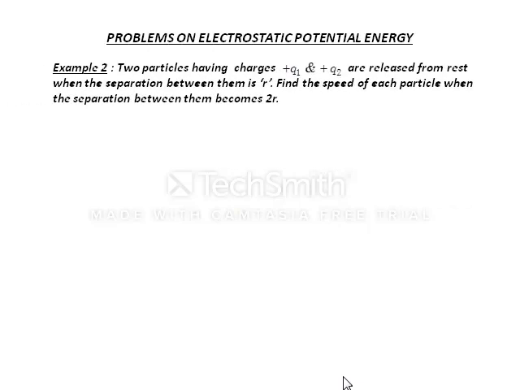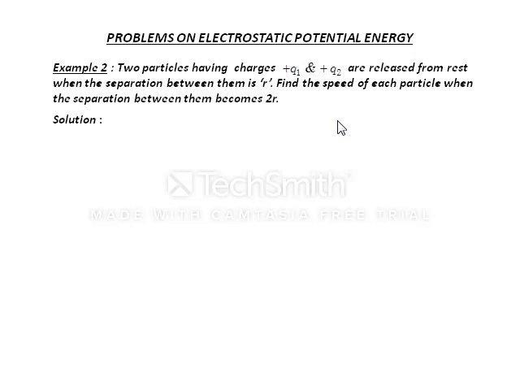Now here there are two particles of charges plus Q1, Q2. Both are positive charges, and they are released when the separation between them is r. If they are released, they repel each other. The distance between them increases and also the speed increases. Now you have to find the speed of each particle when the separation between them becomes 2r. Here it must be mentioned that the two particles have equal masses, m each.